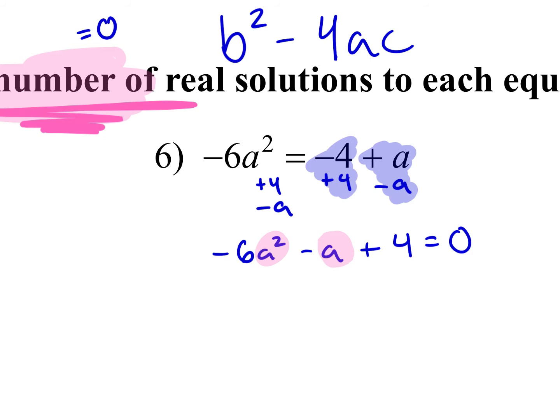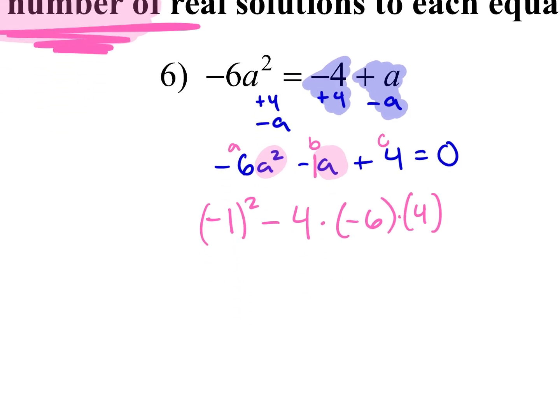So what's a after? So a is negative 6. What's b? Negative 1. And what's c? So let's plug it in. We have b squared, so negative 1 squared minus 4 times negative 6 times 4.